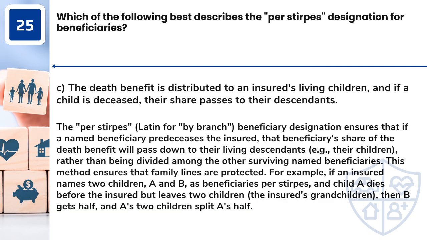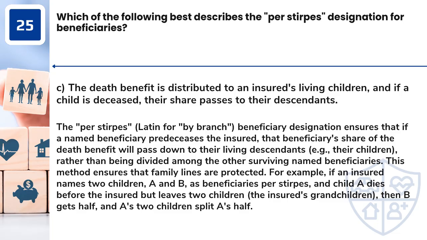Answer: C. The death benefit is distributed to an insured's living children, and if a child is deceased, their share passes to their descendants. The per stirpes, Latin for by branch, beneficiary designation ensures that if a named beneficiary predeceases the insured, that beneficiary's share of the death benefit will pass down to their living descendants, e.g., their children, rather than being divided among the other surviving named beneficiaries. This method ensures that family lines are protected.